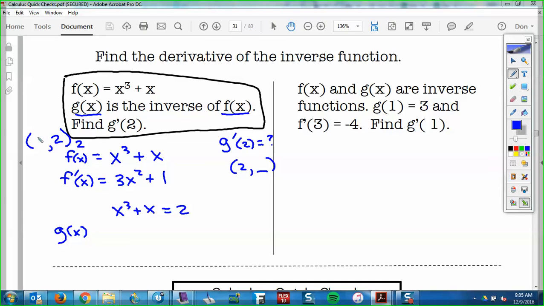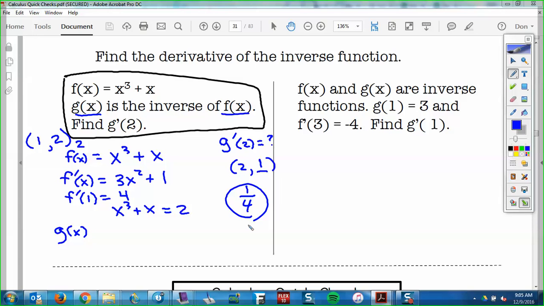So this means on the f graph, you get the point 1, 2, which means on the g graph, you'd have the point 2, 1. So what we can do is find f prime of 1. Well, that'd be 3 plus 1, which is 4, right? So the slope of f at 1 is 4. If you want to call that its mirror point, the 2, 1 would be its mirror point. So the slope at 2 would have to be 1/4.